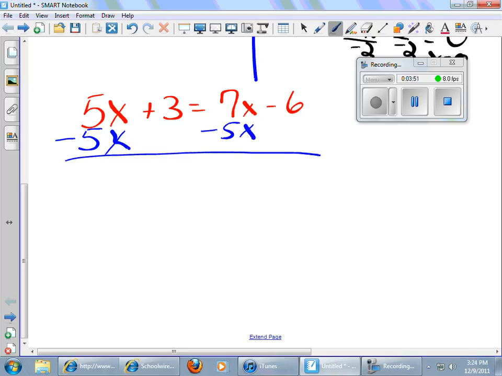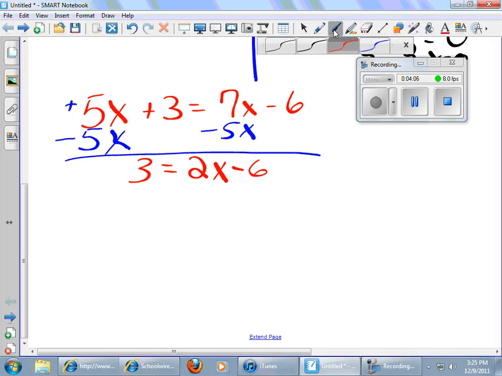How did I know to subtract 5? Because that's a positive 5x. This step will allow me to only have variables on one side of the equation. Now that I've done that, it's just a simple two-step equation. By the way, some of you like to just rewrite it, and you like to go 2x minus 6 equals 3. That's fine. Go ahead and do that.